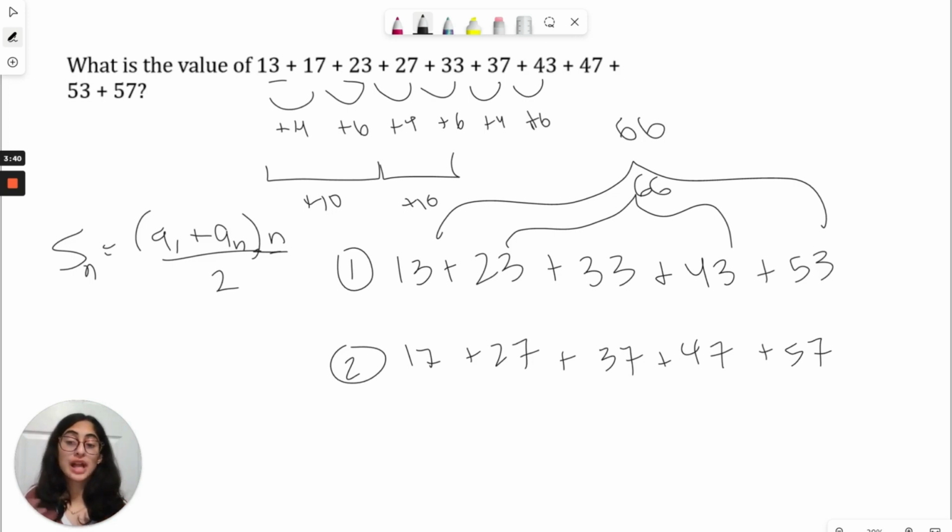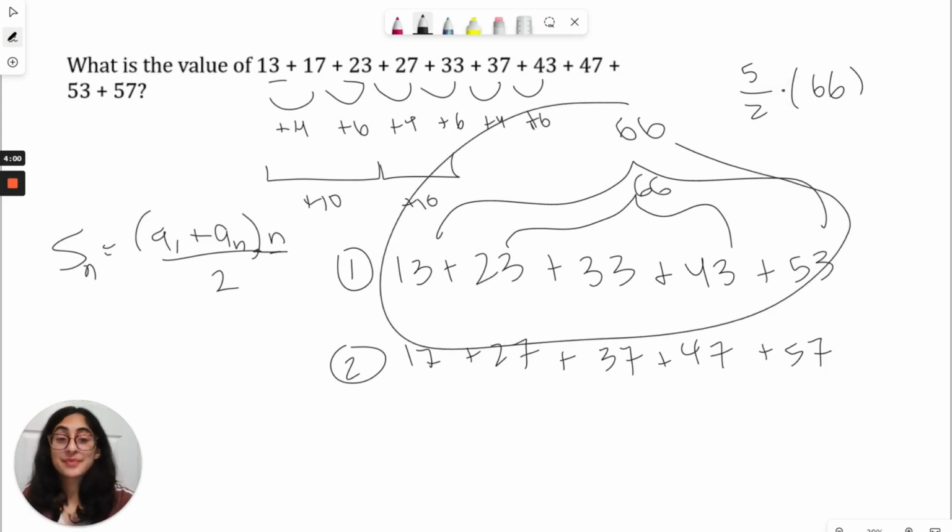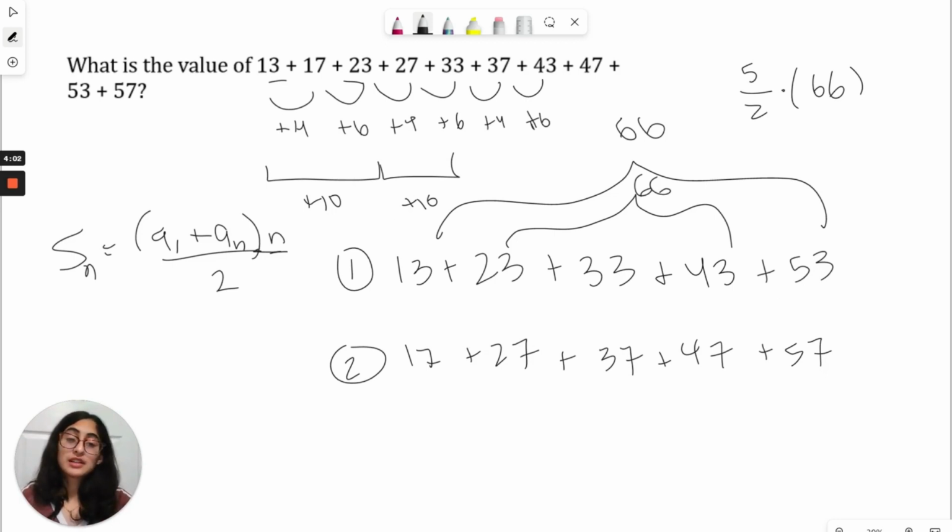So it's 2.5 times 66, which is the same thing as 5 halves times 66. That's really interesting, because if you compare that to the sum formula, that's exactly what it is: the first term plus the last term, which is 66, times the number of terms, which is 5, over 2. So that's really all the formula is saying. Now the sum is 5 halves of 66. So 66 over 2 is 33, times 5 is 165.